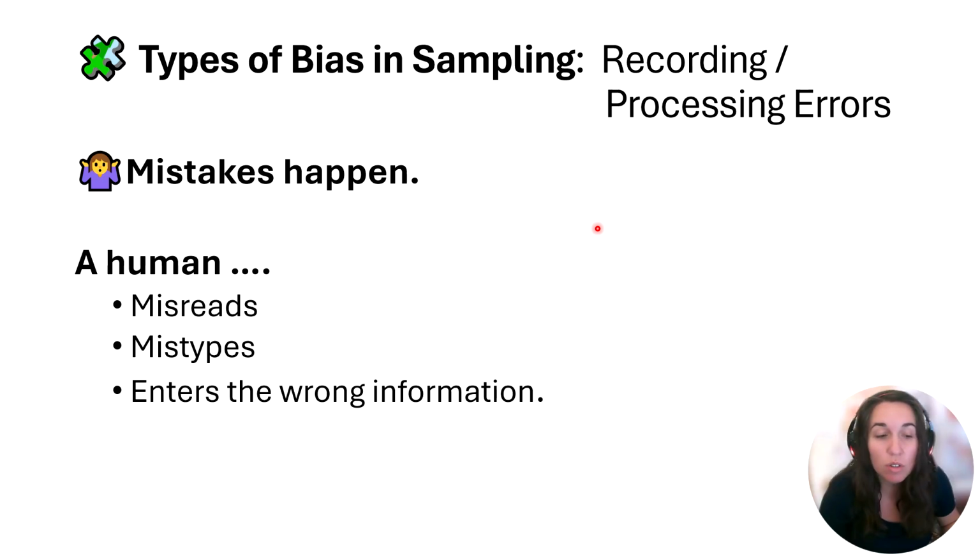There are some ways that technology can combat this, right? Humans are humans. There's a reason we're not machines, right? We are imperfect, and that's okay. It's a good thing. But this can lead to recording or processing errors, which can introduce bias into our sample.